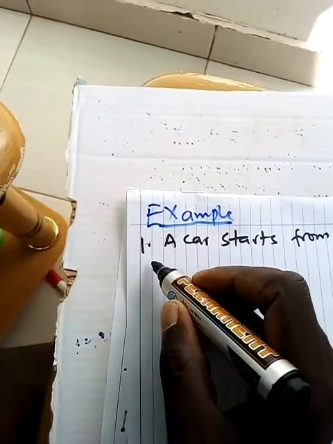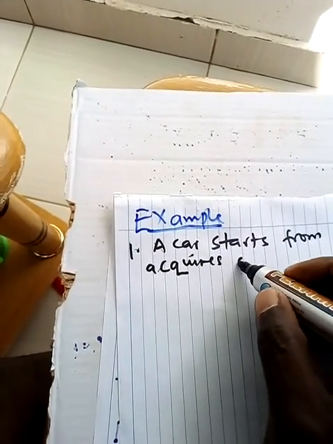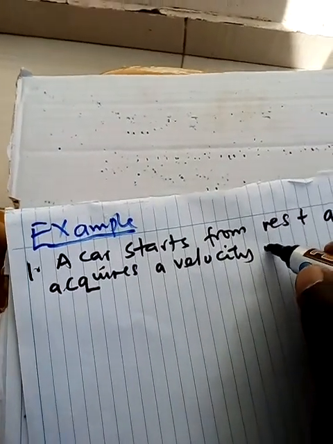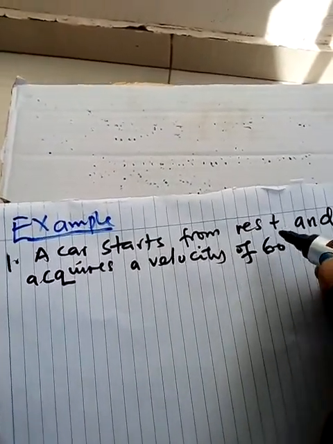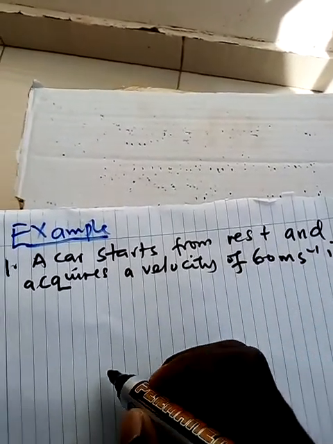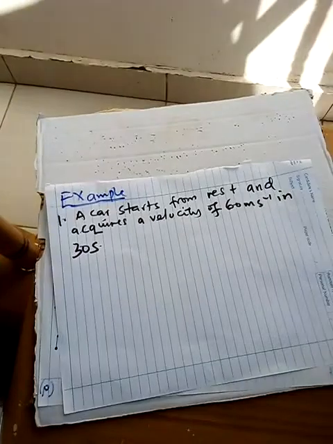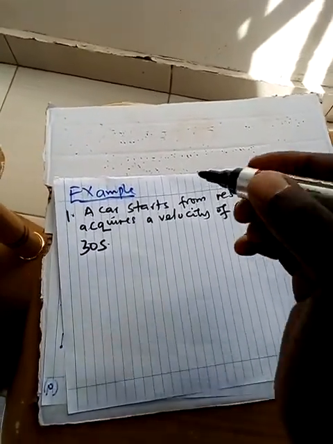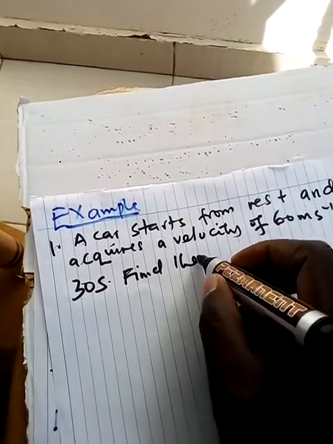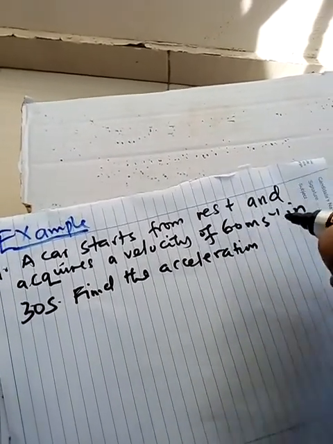And acquires a velocity of 60 meters per second in 30 seconds. Then they ask you to find the acceleration. Find the acceleration of the car.